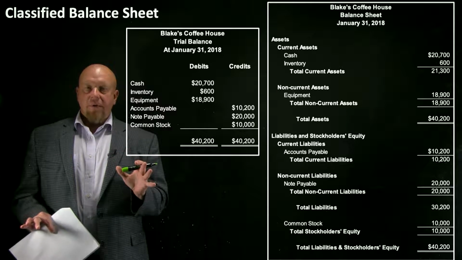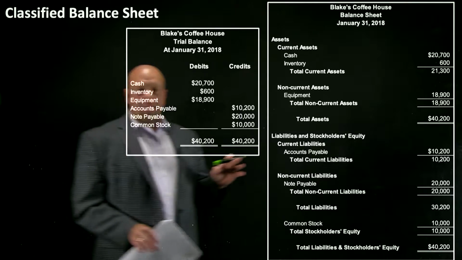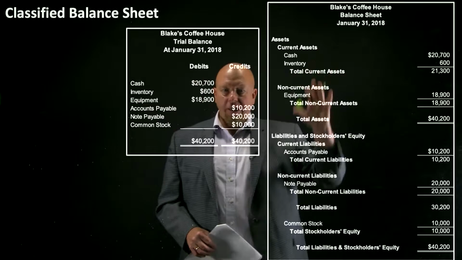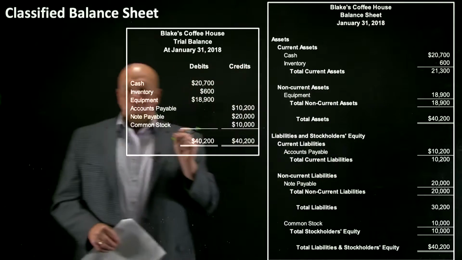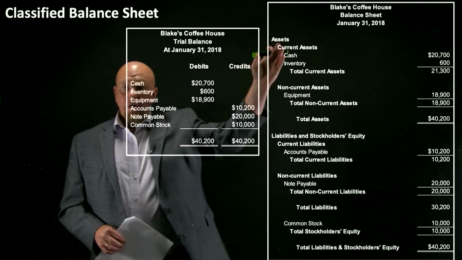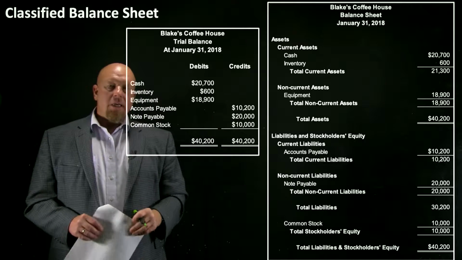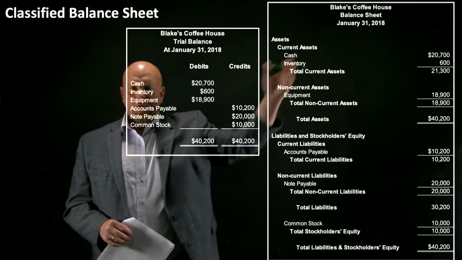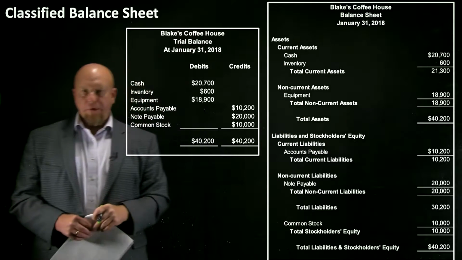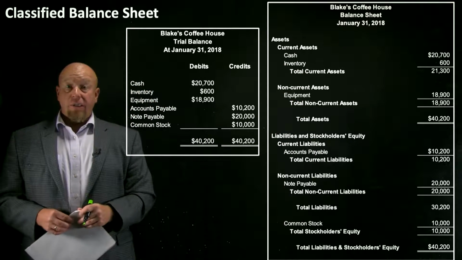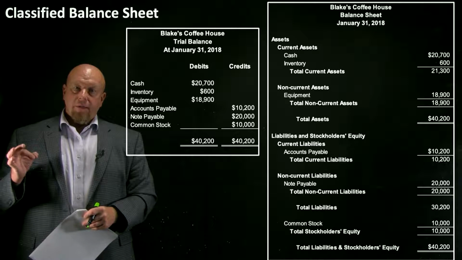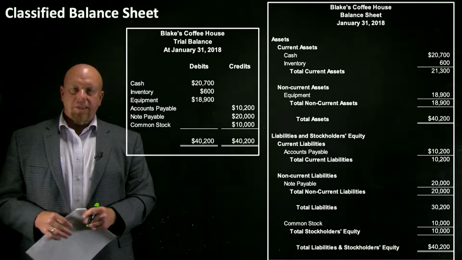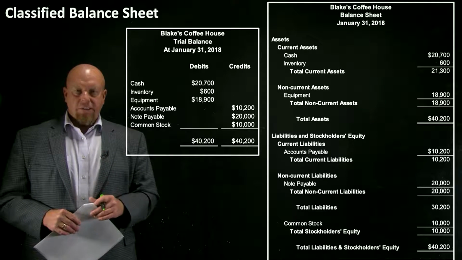And let me just explain what classified means. It means that we take our assets and our liabilities and we classify them into current and non-current portions. Sometimes you'll see current and long-term, or sometimes it's just current and then it's assumed that people know that if it's not current, it's long-term. But the basic concept is this. Take the assets, for example.